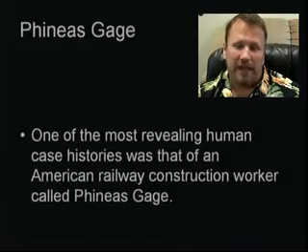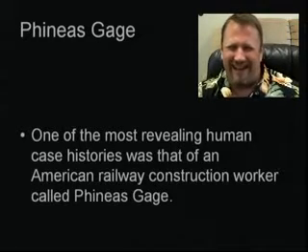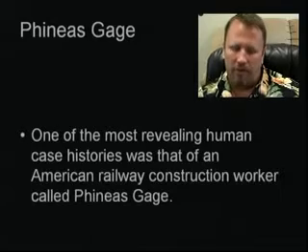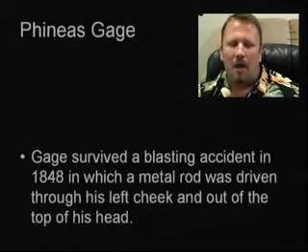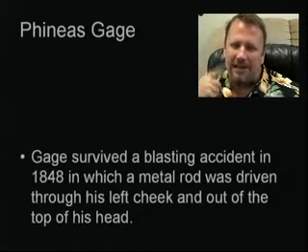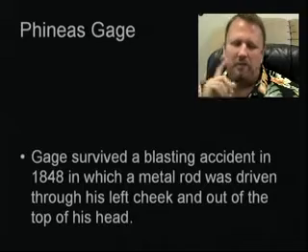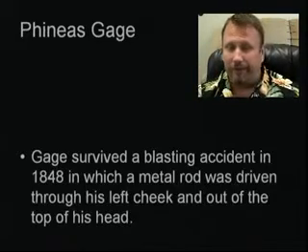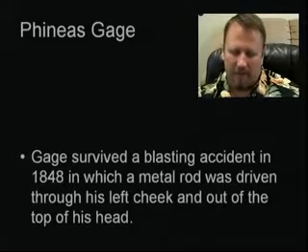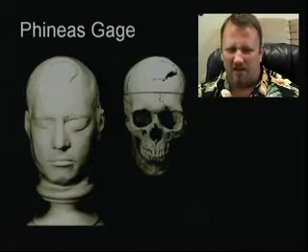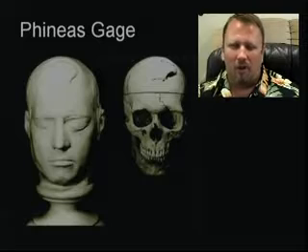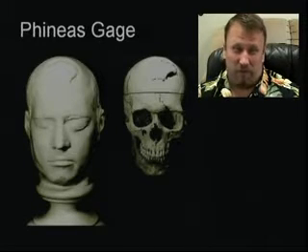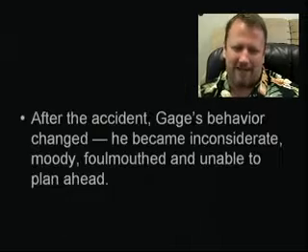And one of the most revealing histories is Phineas Gage. He worked on the railroads, and people like to talk about Phineas Gage in neuroscience all the time. Well, Phineas Gage had a blasting accident in the mid-1800s. A metal rod was driven through his left cheek and out the top of his head. And here's a cast of his face, and you can see the skull injury. That is his skull that's pictured. And so he had a type of frontal lobotomy due to an accident.